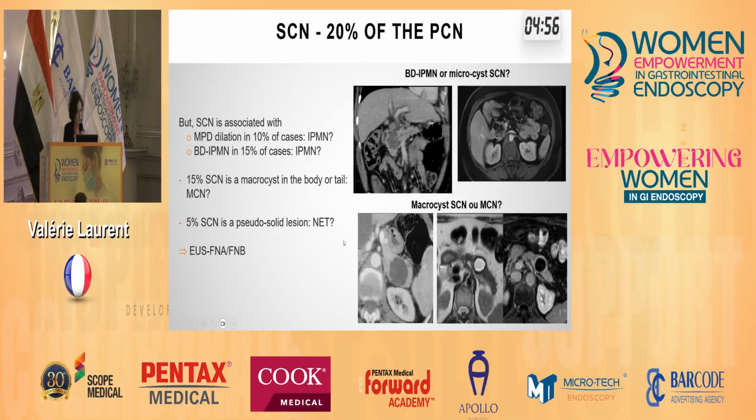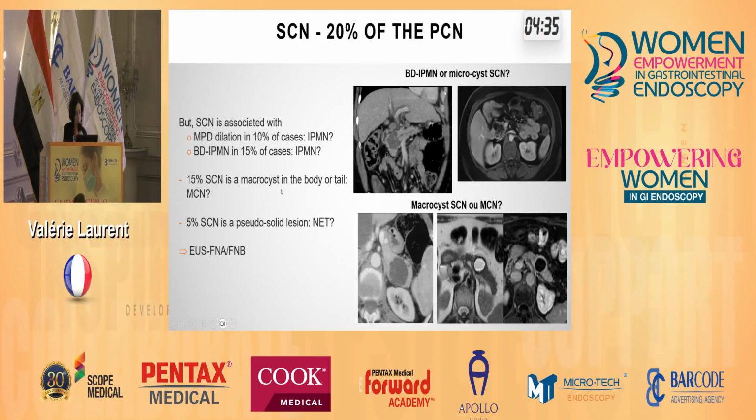Sometimes the serous cyst is associated with the main pancreatic duct in 10% of cases and associated with branch duct IPMN in 15% of cases. So it can be very difficult to distinguish a serous cyst from other things. In this example, it seems there is a communication, but in fact it was a serous cyst.